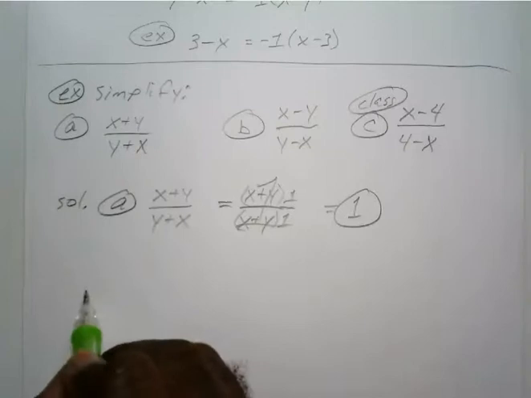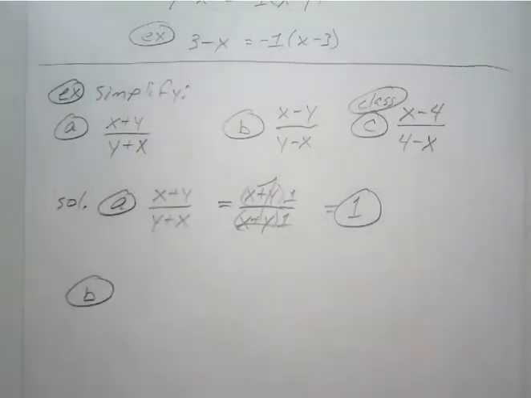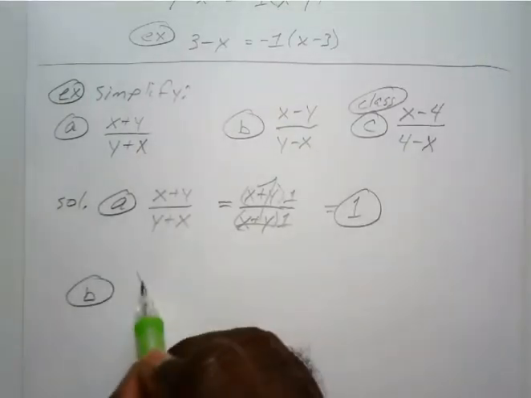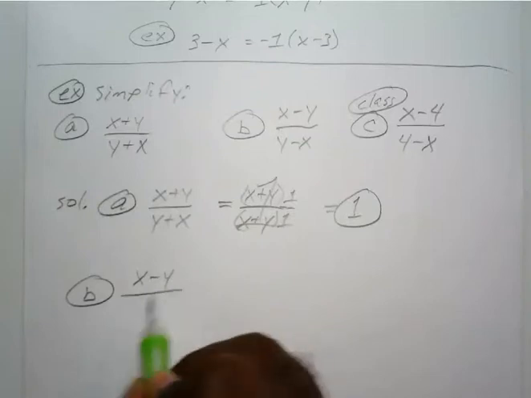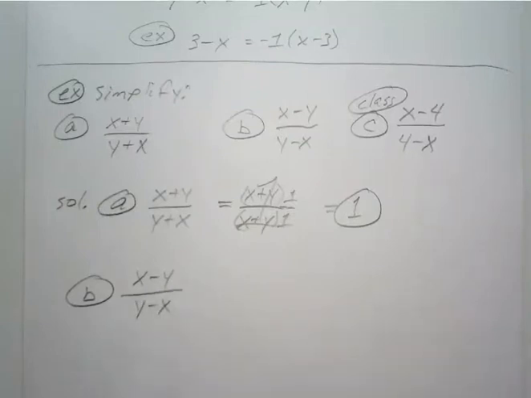Now that's what you can do with addition. If we look at problem B, x minus y over y minus x, you can't just flip it across a minus sign, because we know that 3 minus 2 is not the same as 2 minus 3. You'll get two completely different answers. One's positive 1, one's negative 1.